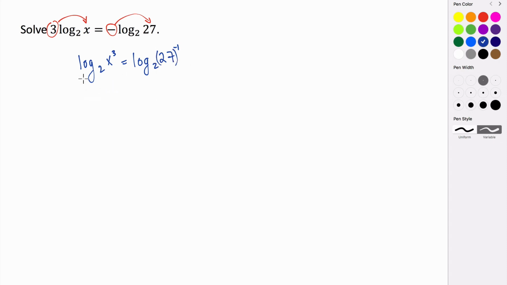Now, we have the property that says if you have 2 logs that have the same base and are equal to each other, then their arguments must be equal to each other. So we can essentially just drop the logs and set the arguments equal to each other. So when we do this, we're going to get that x cubed should equal 27 to the -1 power. If you recall the properties of exponents, 27 to the -1, that's just saying 1 over 27.